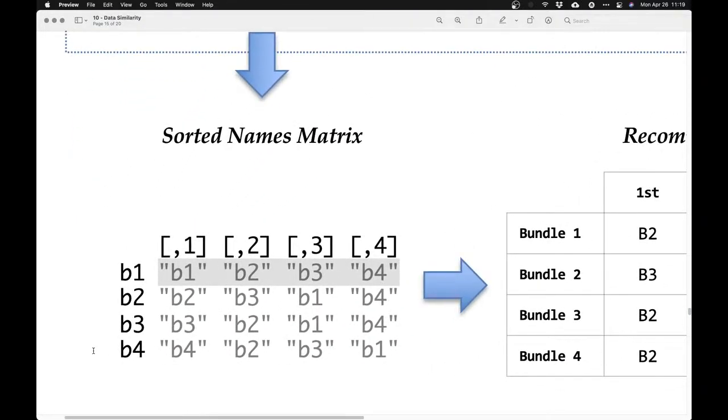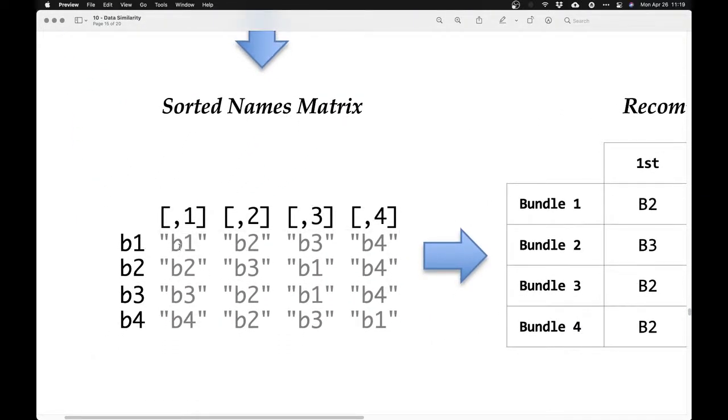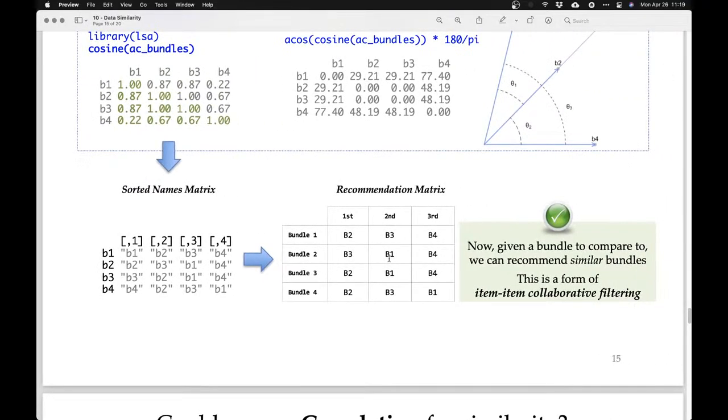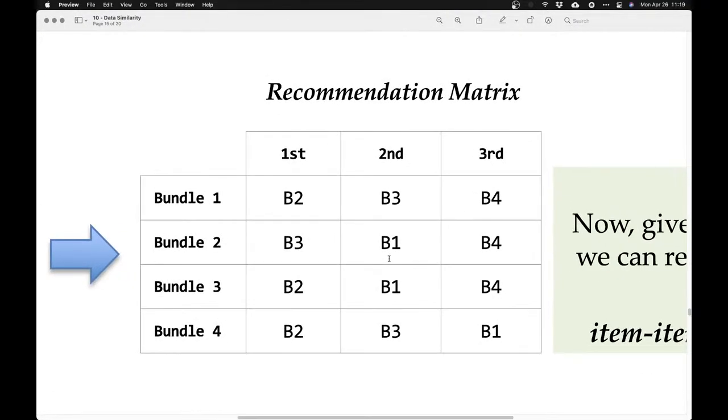This might also take 2 steps to get here. So then for B1, I've got B1, B2 to B3, B2, B, like this. The first column is useless because it's recommending bundle 1 to bundle 1. So I can get rid of it. And then I have this recommendation matrix.